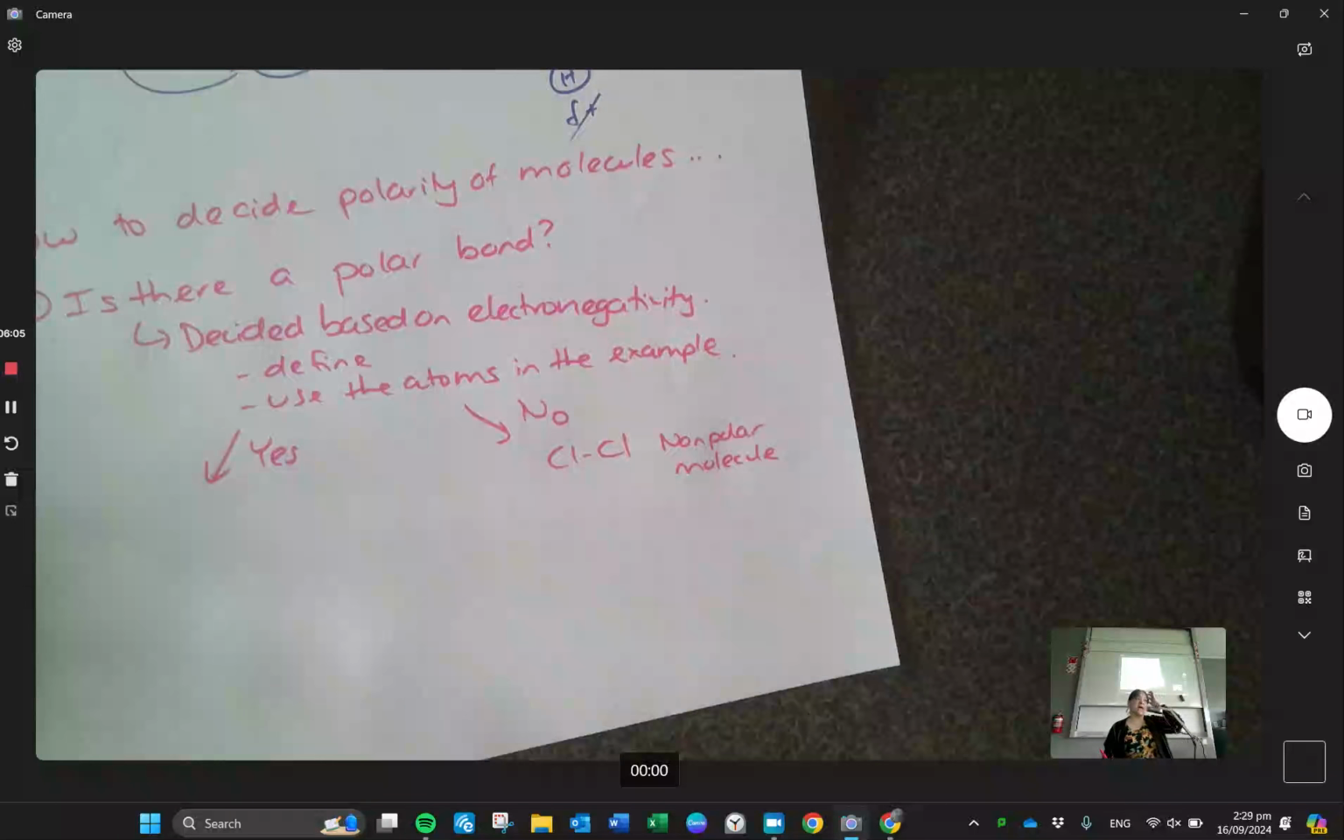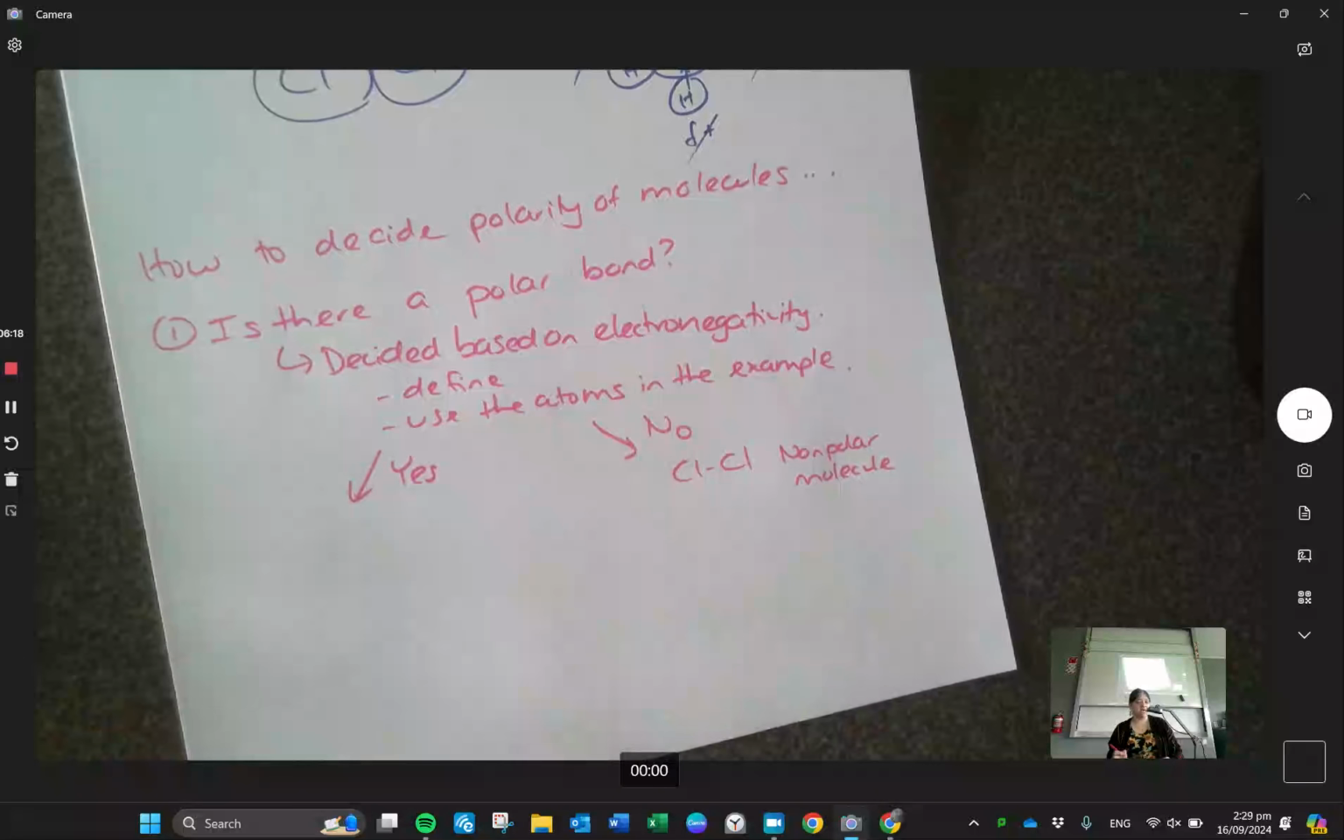The first step we need to have is an unequal sharing of electrons, an unequal distribution of charge. So if it's no, you're automatically nonpolar. If the answer is yes, then we have another question to ask. The next question we have to ask, if the answer is yes, is there symmetry in that molecule?